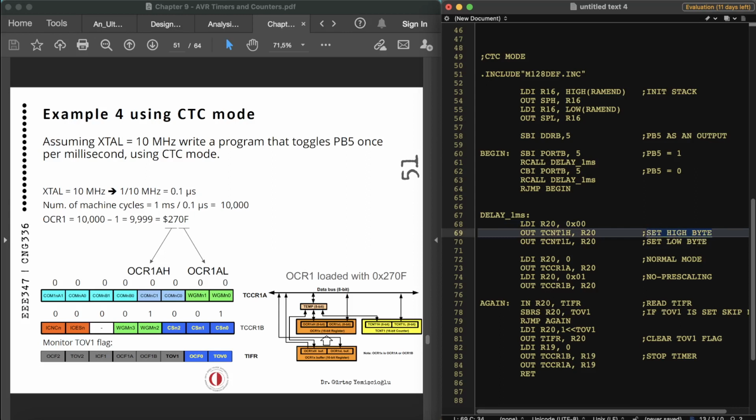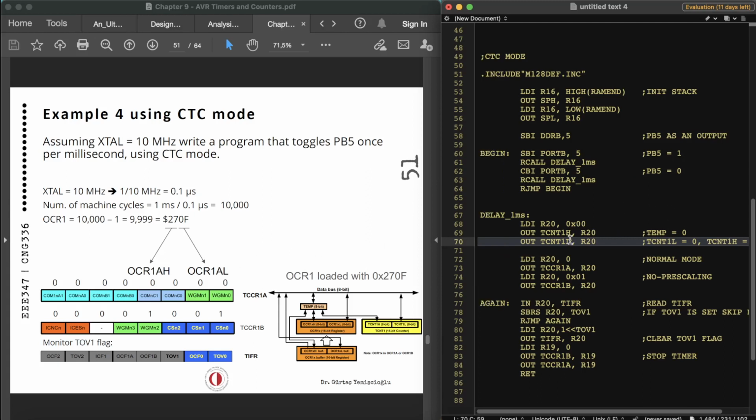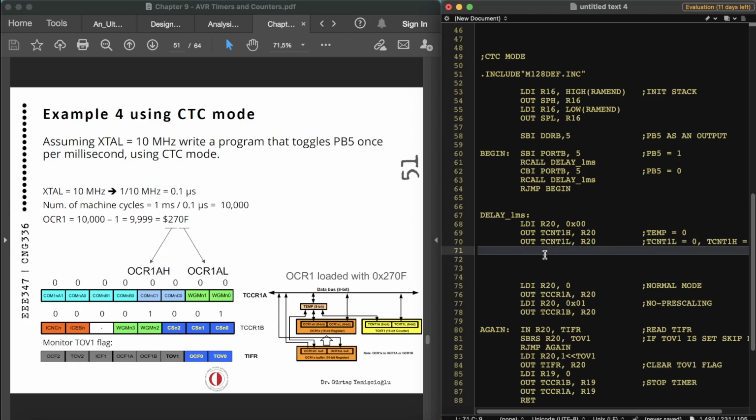So I can say temp equals 0, and over here TCNT1L equals 0 and TCNT1H equals temp. Okay, so then I have to load OCR1AL and OCR1AH. So we have to make a modification here.